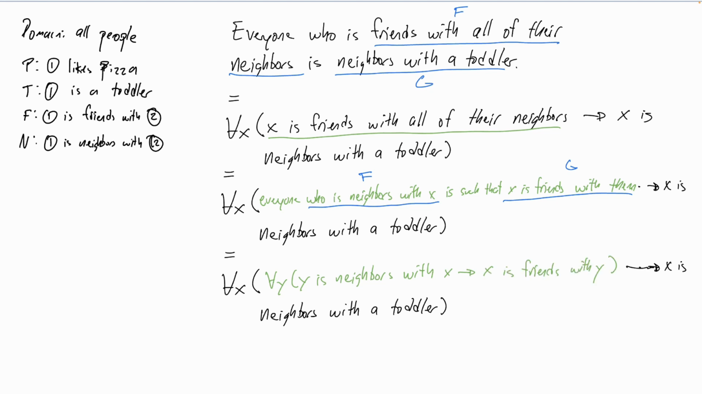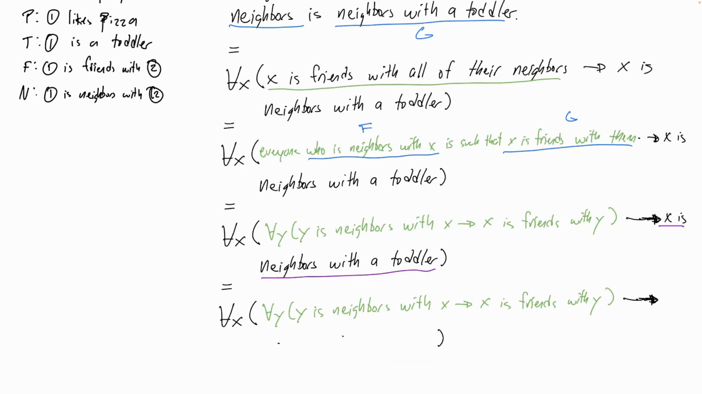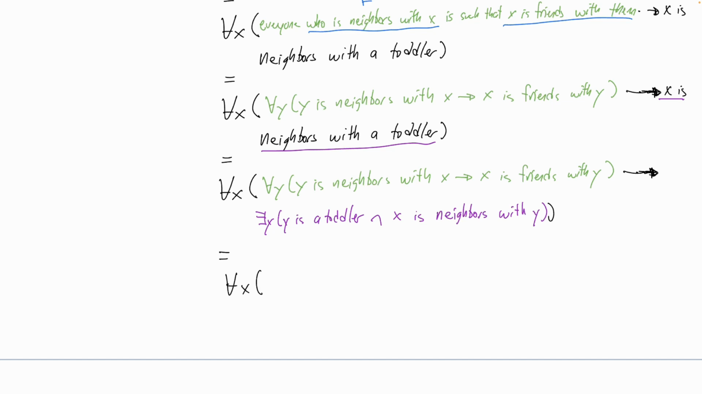Now we can rephrase X is neighbors with a toddler. That's just there is a Y such that Y is a toddler and X is neighbors with Y. So we end up with the formula for all X, if for all Y, if NYX, then FXY, then there exists a Y such that TY and NXY.